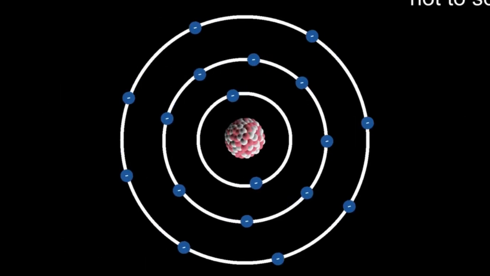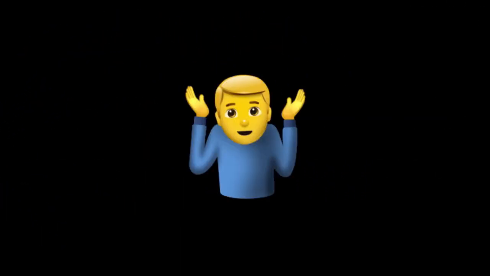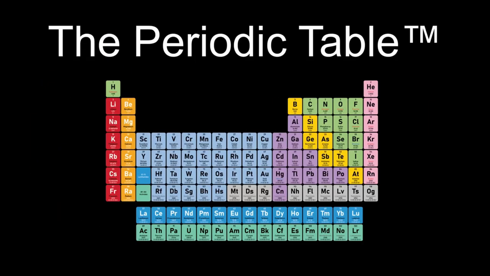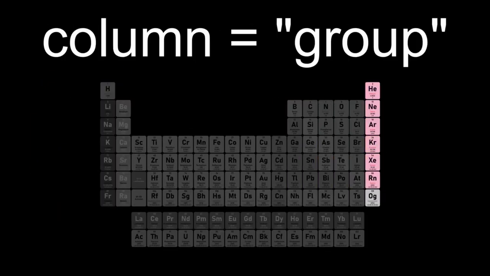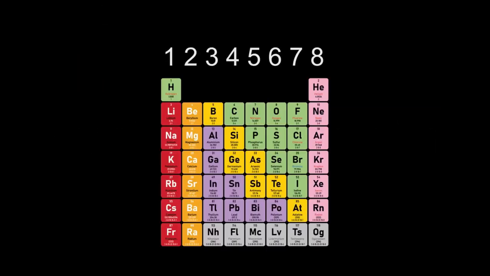For now, just think of atoms as having multiple electron shells. The electrons in the outermost shell are called valence electrons. Most of chemistry is really just the behavior of these electrons. Every element is listed in the periodic table. All elements in the same column or group have the same number of valence electrons. For the main groups, the number of valence electrons is just the group number from 1 to 8.